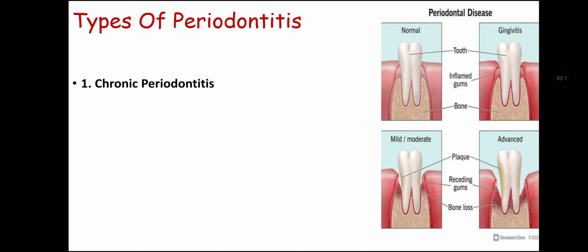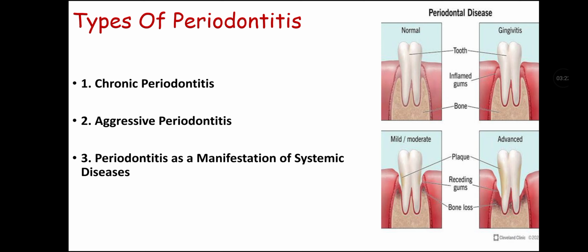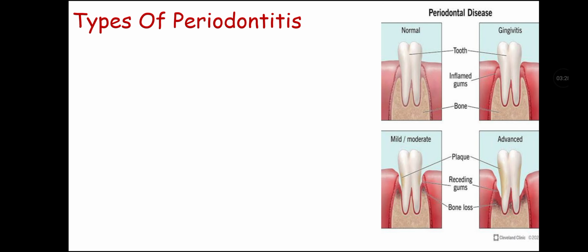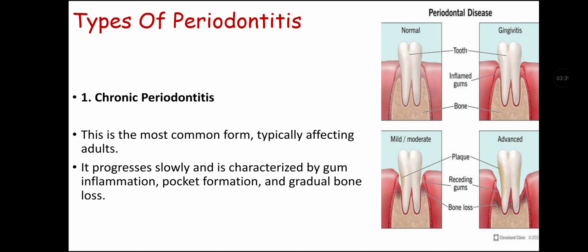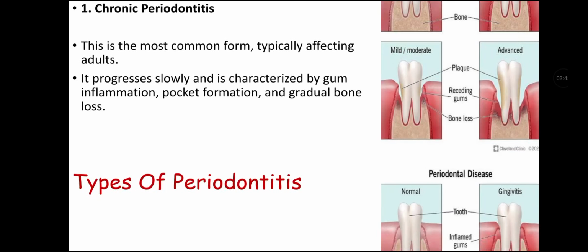Types of periodontitis. It includes chronic periodontitis, aggressive periodontitis, periodontitis as manifestation of systemic diseases, and necrotizing periodontal disease. Now let's talk about these types one by one. First is chronic periodontitis. This is the most common form of periodontitis, typically affecting adults. It progresses slowly and is characterized by gum inflammation, pocket formation, and gradual bone loss.